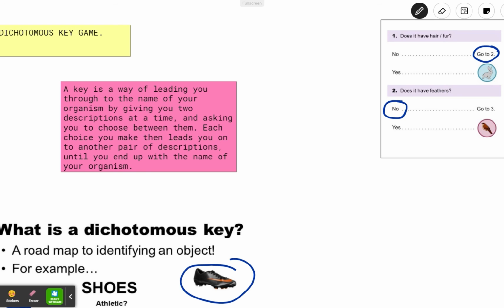So what is this key? A key is always a way of leading you to the name of your organism by giving you two descriptions or two options at a time and asking you to choose between them. Each choice you make then leads you to another pair of descriptions or choices until you end up with an organism name. So this was not just a funky game, it was a dichotomous key. Dichotomous key is an important concept in biology.